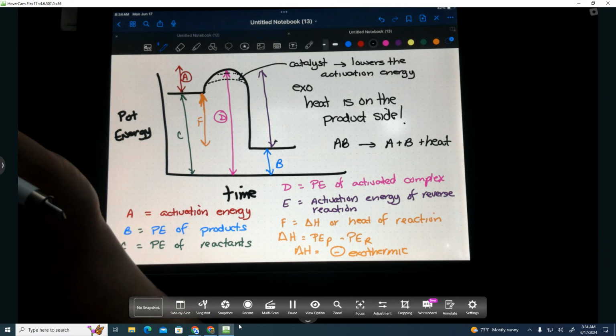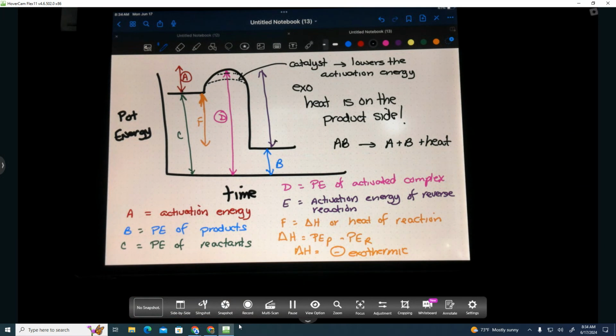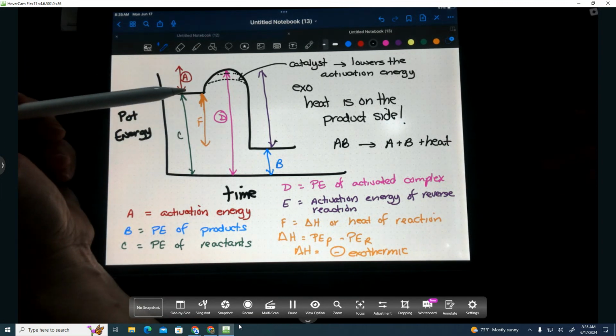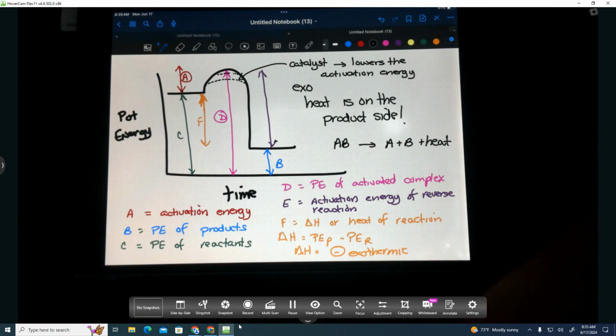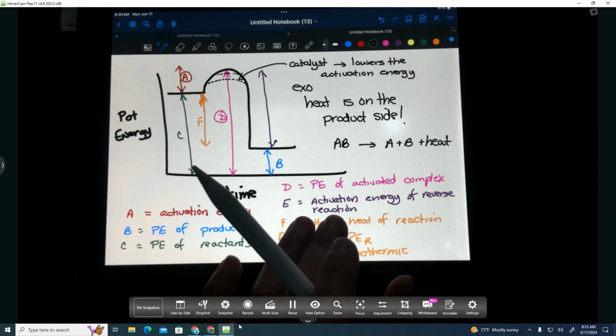Yes, it lowers the activation energy. It also changes the potential energy of the activating complex, but they don't really ask that. They could potentially ask you what line it changes. In this case, it would change line D, it would change line A. It definitely does not change C, F, or B. Okay? All right, any other questions on this potential energy diagram?